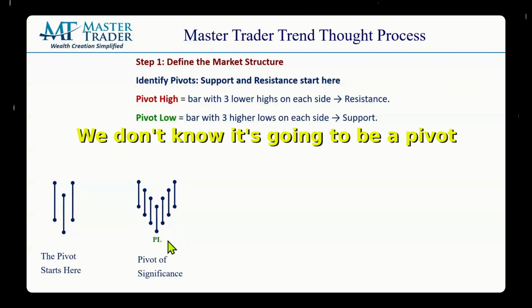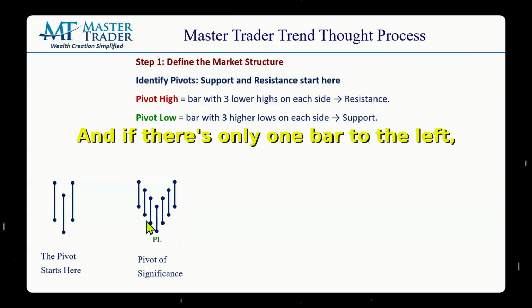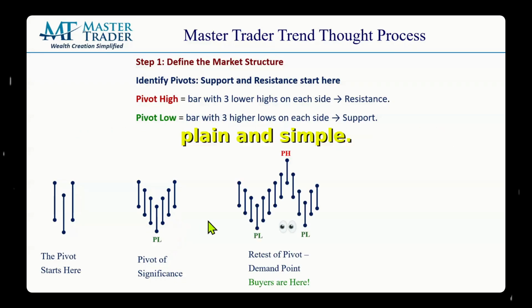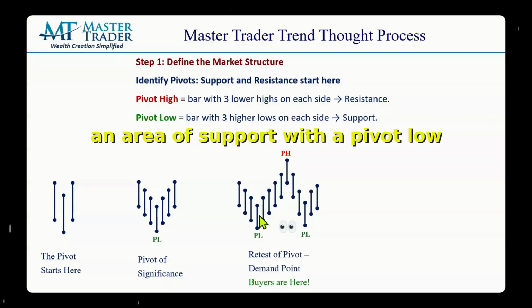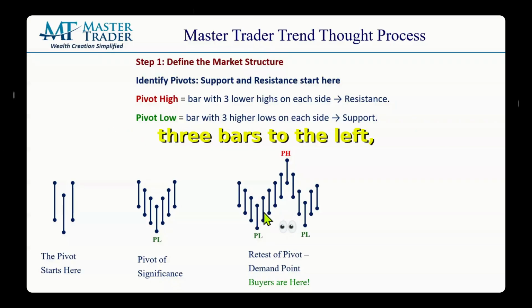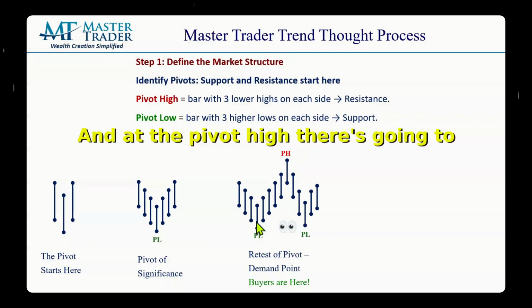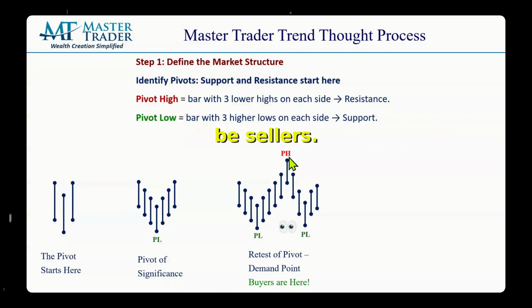We don't know it's going to be a pivot low until we get the 3 bars to the right. And if there's only 1 bar to the left, then it's just not a pivot, plain and simple. Now, once it pivots, it creates an area of support with a pivot low, and it pushes up and pulls back 3 bars to the right, 3 bars to the left. It creates a pivot high. What we do know is that at a prior pivot low, there's going to be buyers. They were there before. And at the pivot high, there's going to be sellers.